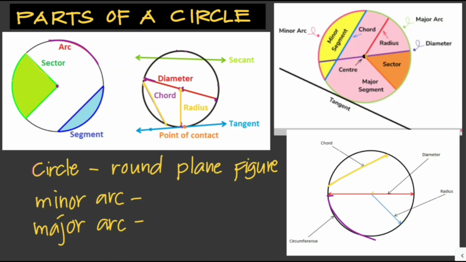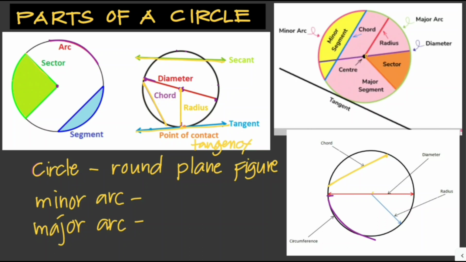Okay, and then we have the secant. A secant is a line that goes through the circle at two points. So this is our secant here. Then we have the tangent, this line here. The tangent of a circle is a straight line that touches the circle at a single point only. So this is the point of contact, or we call it the point of tangency.